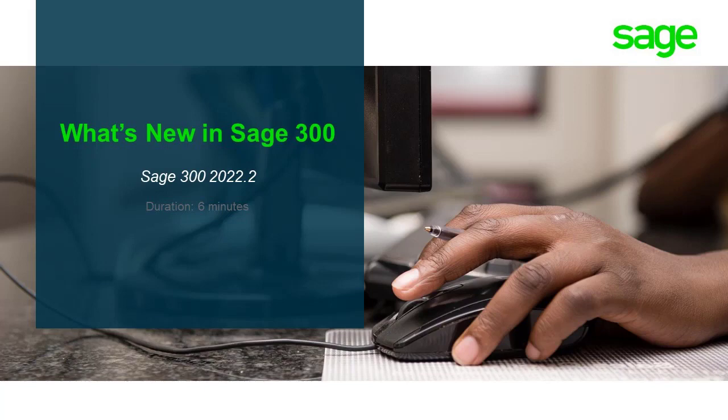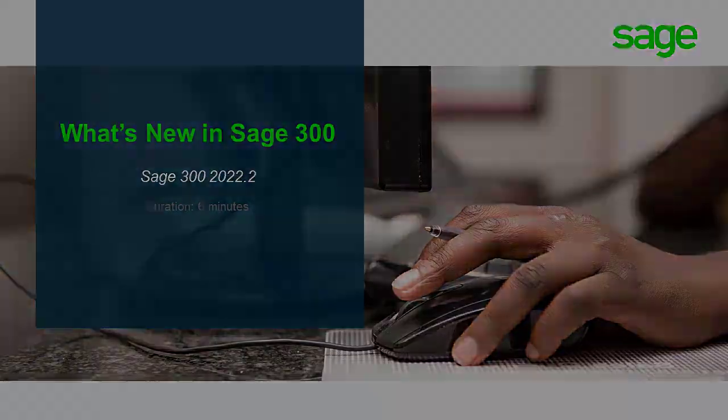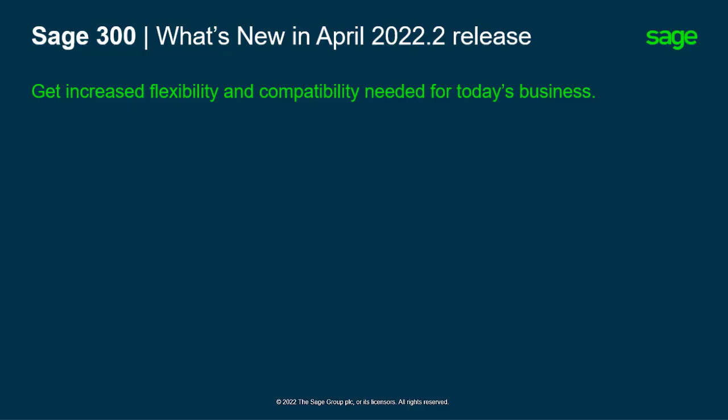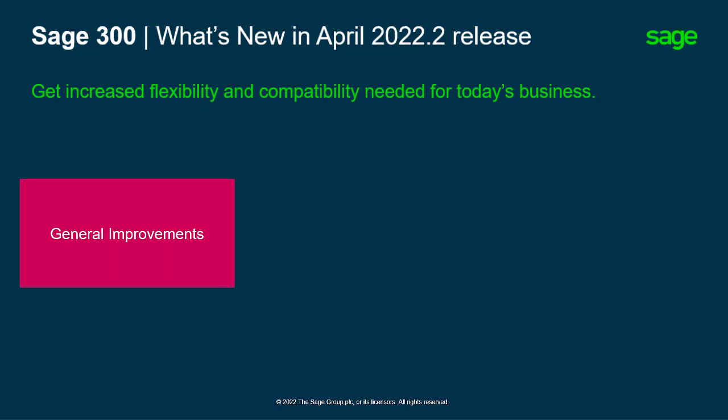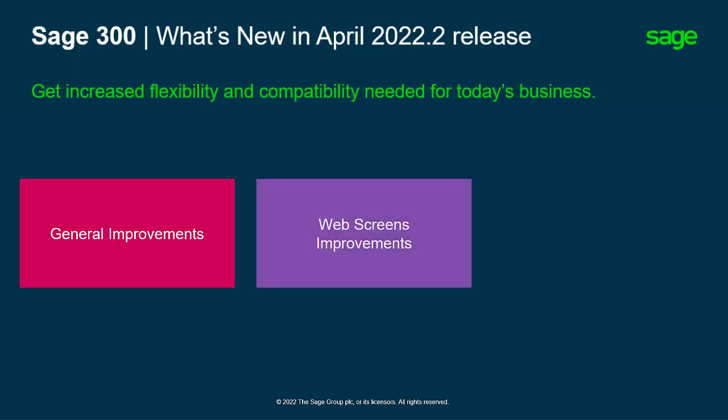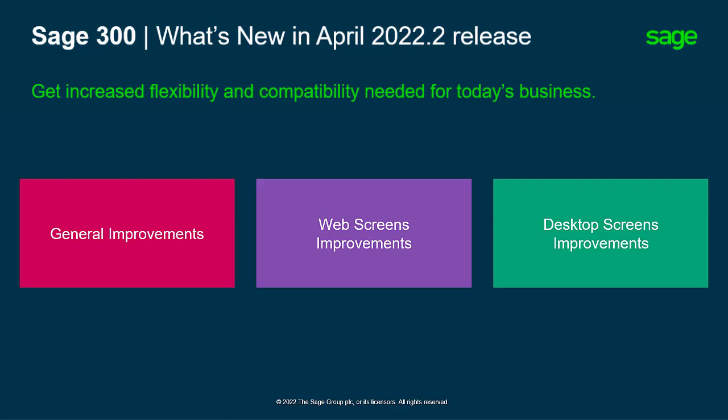Welcome to this video. Over the next few minutes, we will show you what's new in Sage 300 version 2022 Product Update 2. This release includes changes in three main areas: general improvements, web screen improvements, and desktop screen improvements.